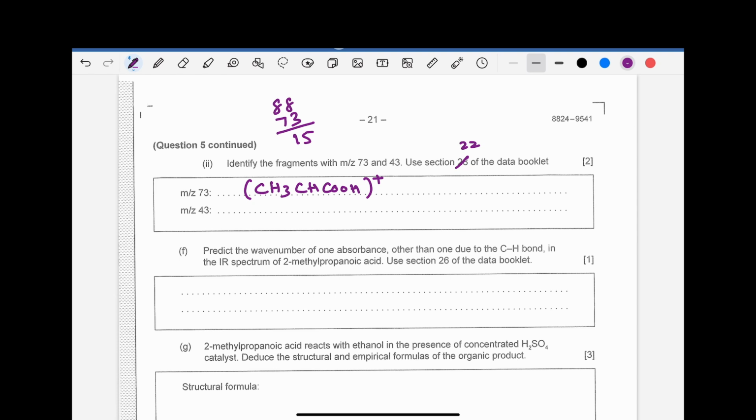The next one is m over z 43. So 88 take away 43, so 45 is lost, which is COOH. And we're left with CH3, CH plus ion. And that ion will produce a peak at 43.